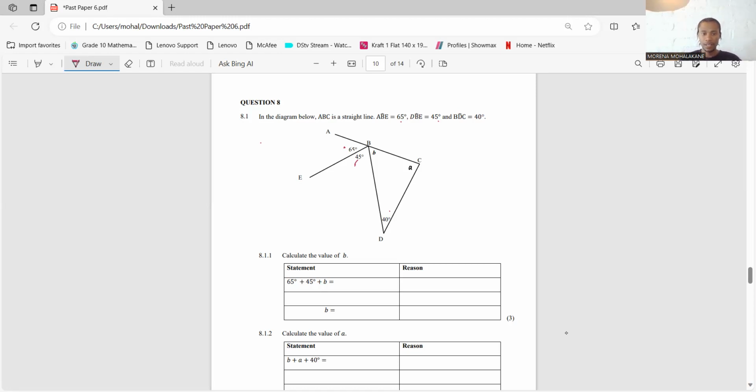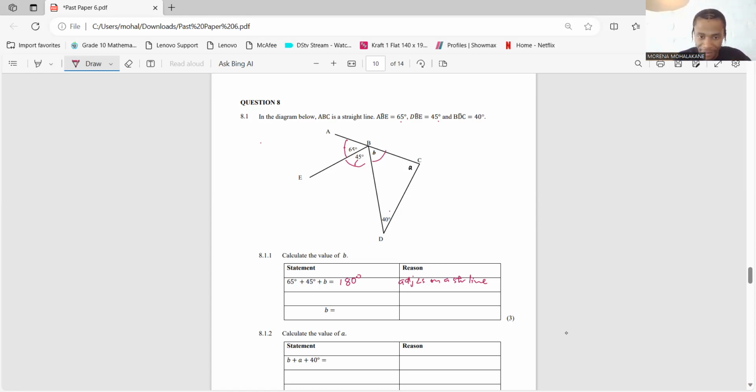They're giving you a statement. They say 65 plus 45 plus B equals something. What do you think? I know you said 180 degrees. These are adjacent angles on a straight line. If angles lie on a straight line and they're next to each other, their sum equals 180, right?